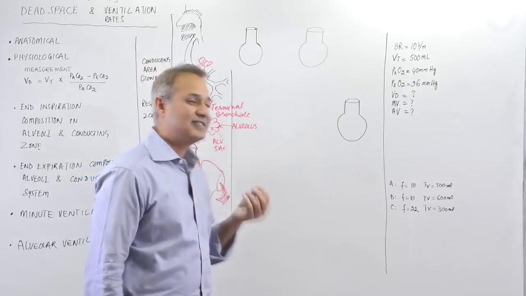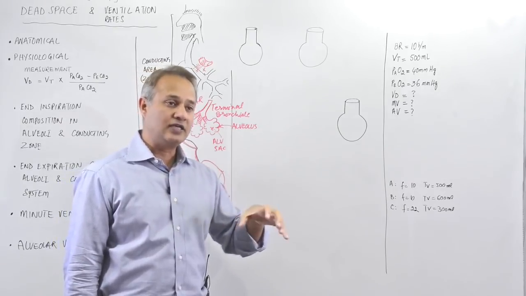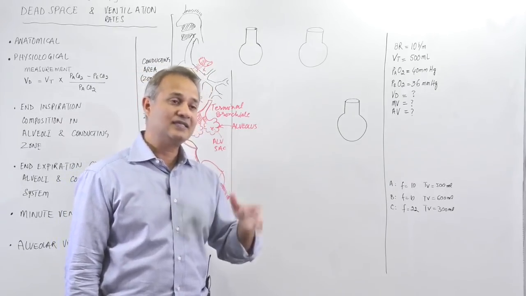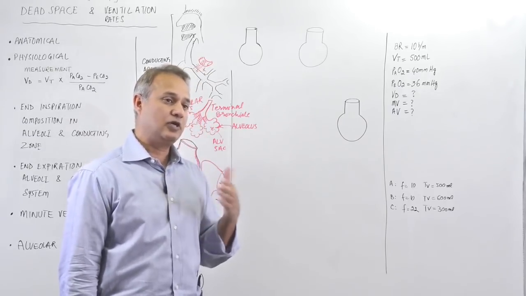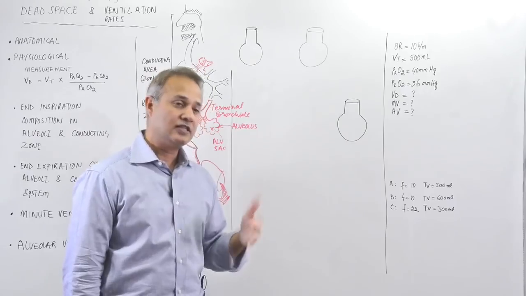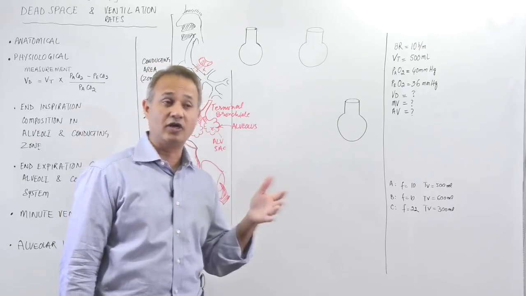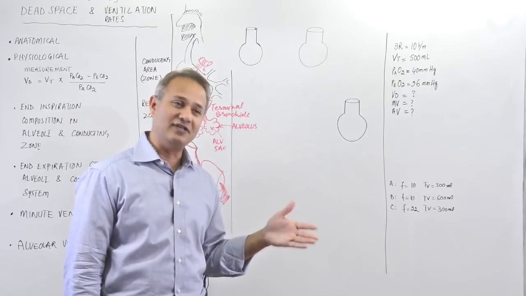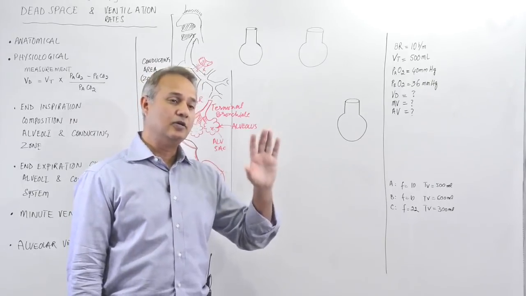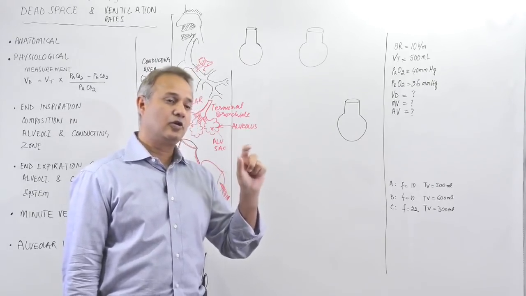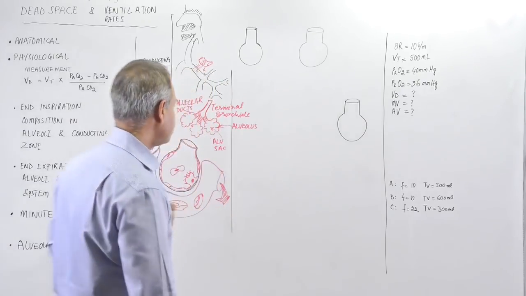Now, how do you assess the anatomical dead space? Normally, a person's weight in pounds is almost equal to the dead space. For example, my weight is about 155 pounds. That means I have about 155 milliliters, not liters, milliliters of dead space. So normally in the books we say that for a young man, 150 milliliters is taken as the anatomical dead space.